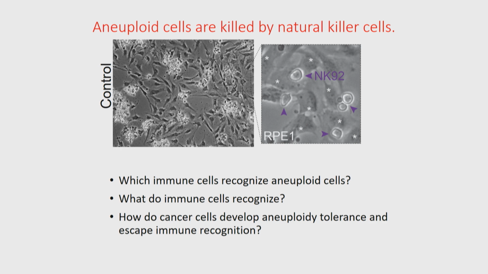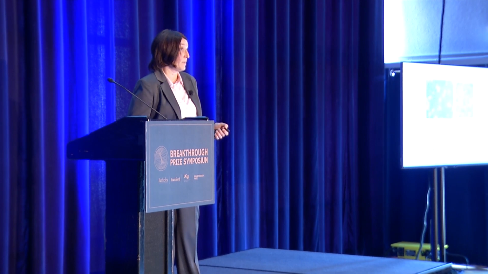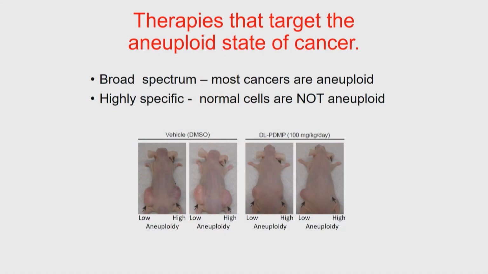And then, of course, most important, how do cancer cells that are highly aneuploid evade immune recognition? This is going to be exciting times, learning what's going to happen. And then finally, I want to address the possibility of developing aneuploidy as a new therapeutic target.